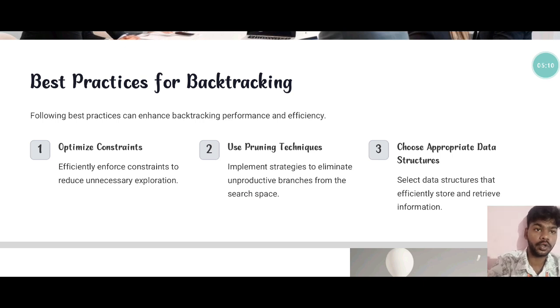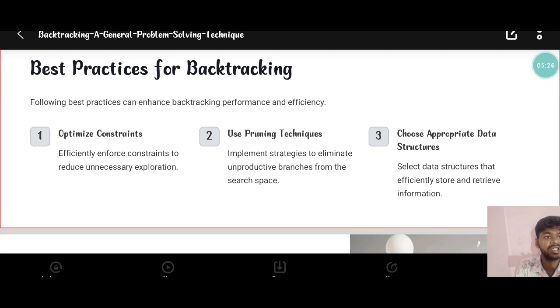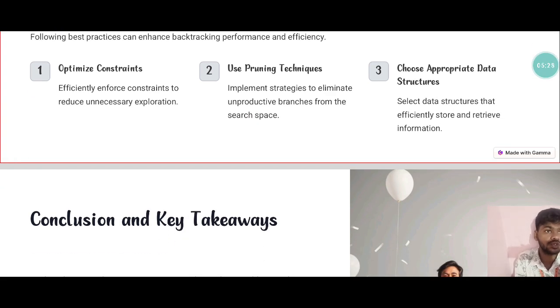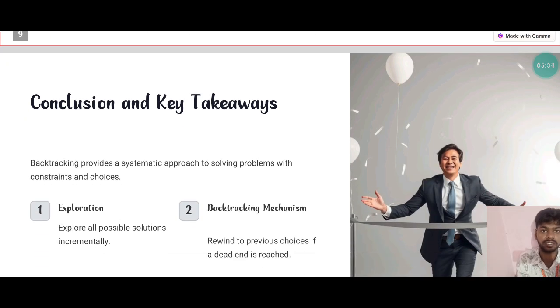We know very well about pruning techniques. There are two types of pruning techniques: first one is pre-pruning and second is post-pruning. Pruning means reducing the size of the tree. And the third one is choose appropriate data structures: select data structures that efficiently store and retrieve information.